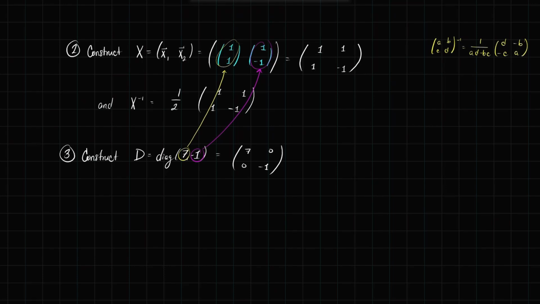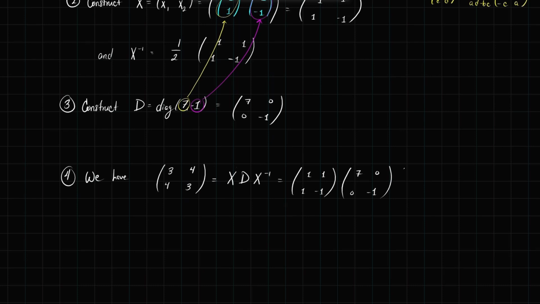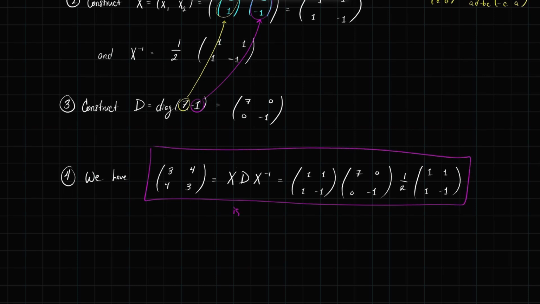There's our diagonal matrix. And then in step 4, we have that 3, 4, 4, 3 is equal to X D X inverse. But let's actually write them all out. X was 1, 1, 1, -1. D is 7, 0, 0, -1. And X inverse was a 1/2 times 1, 1, 1, -1. And so this entire object, I think a lot of students are unclear about this, this entire object is the diagonalization.